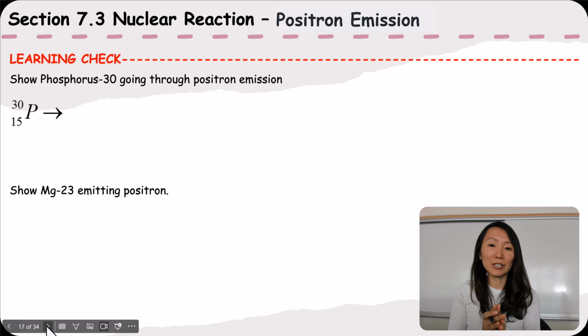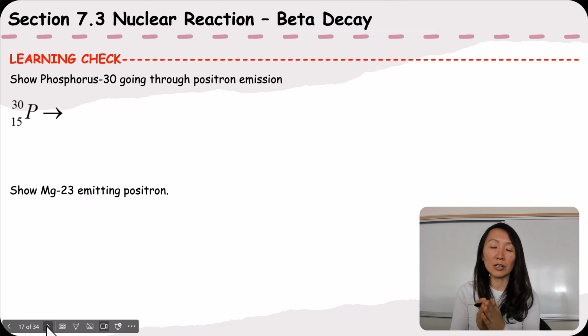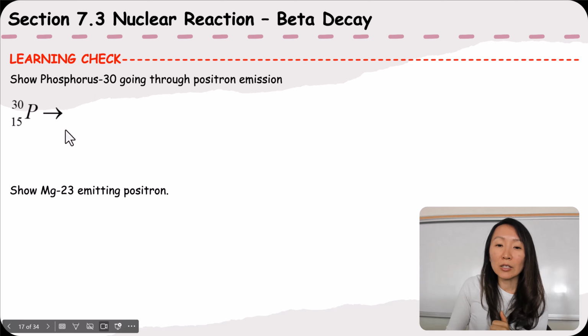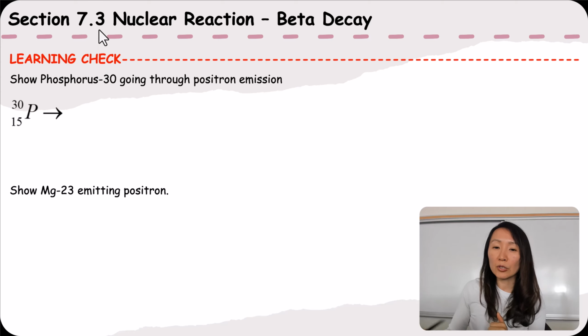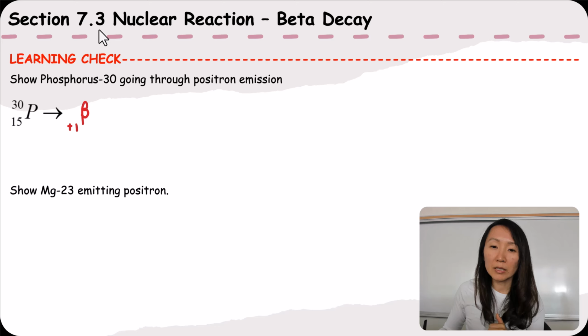So let's do a learning check. Here it says phosphorus 30 is going through positron emission. Let's go ahead and show that. Here's my phosphorus 30, and it's going to go in this direction, where beta plus 1, 0 has been emitted. As it's doing that, we form into another element.